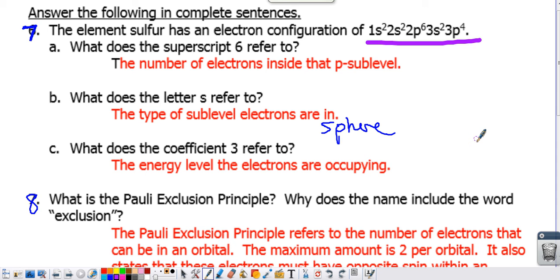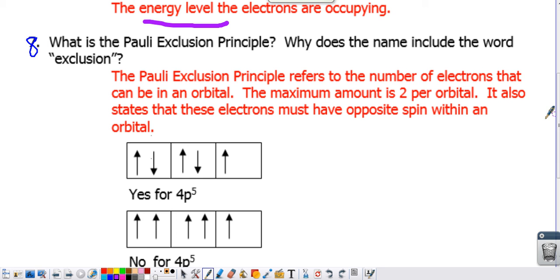The coefficients being the 1, 2, 2, 3, 3. Those coefficients are the energy levels that the electrons are in. The Pauli exclusion principle is the idea that when we're doing these orbital diagrams, electrons must have opposite spin. They may not have the same spin.